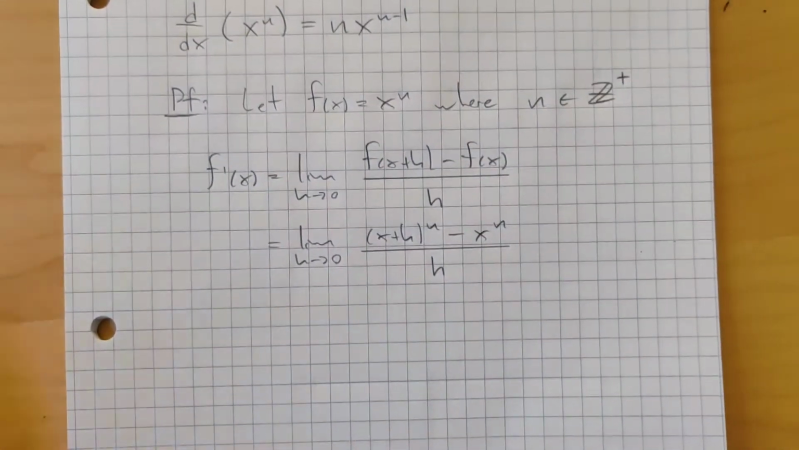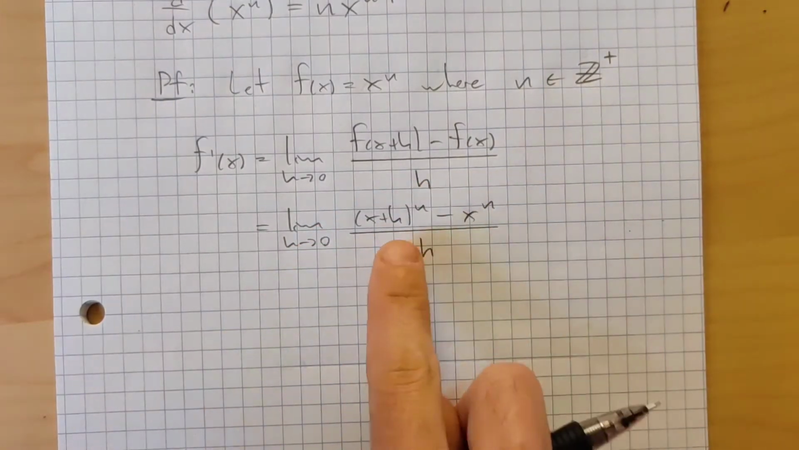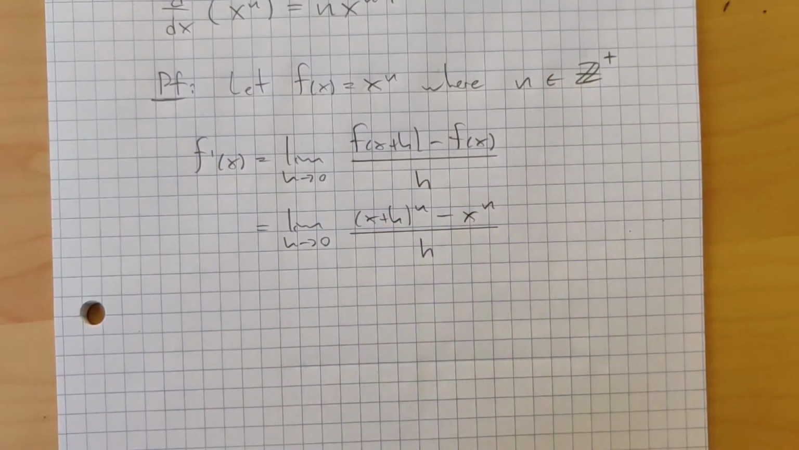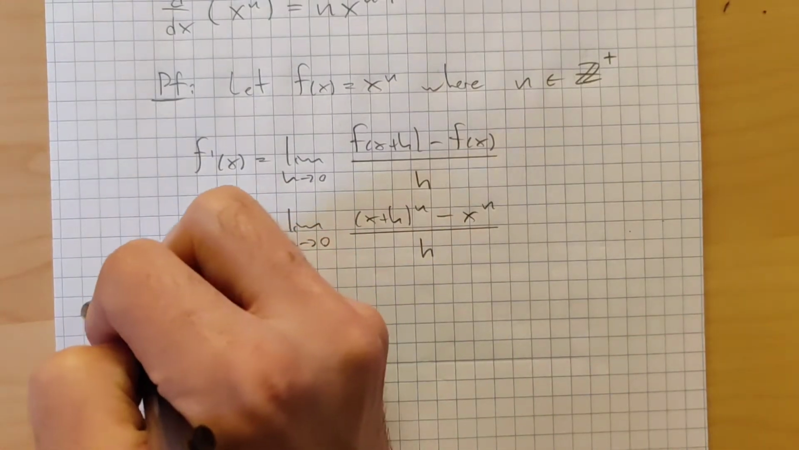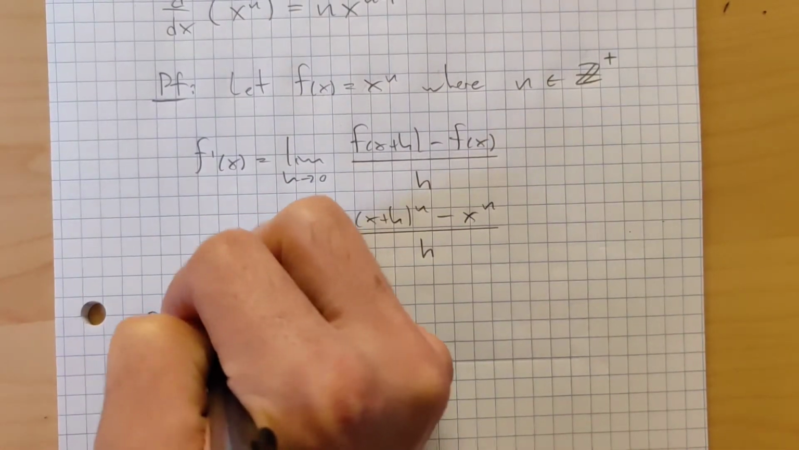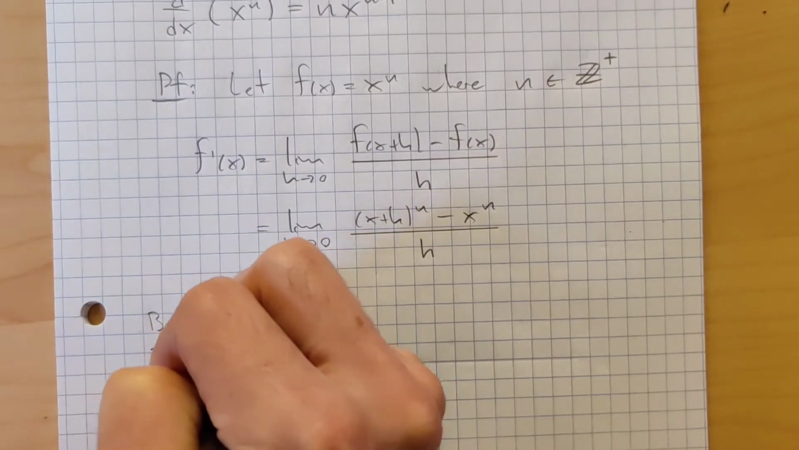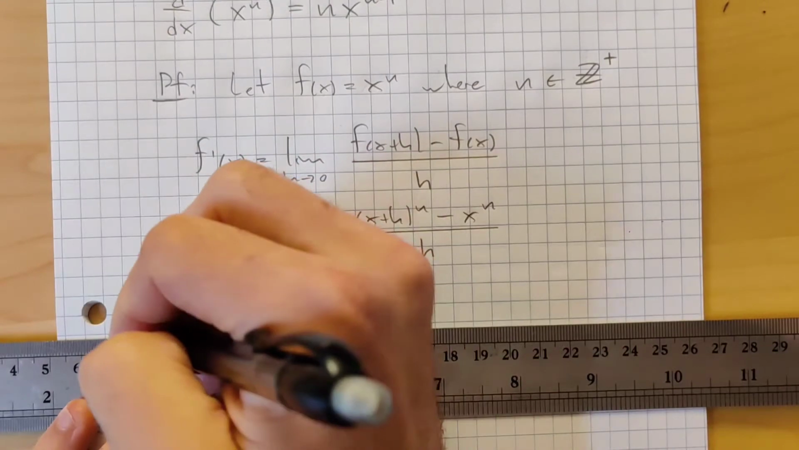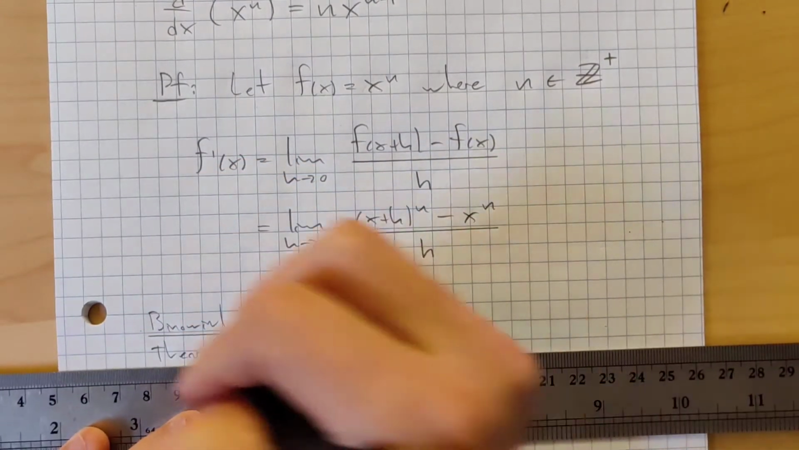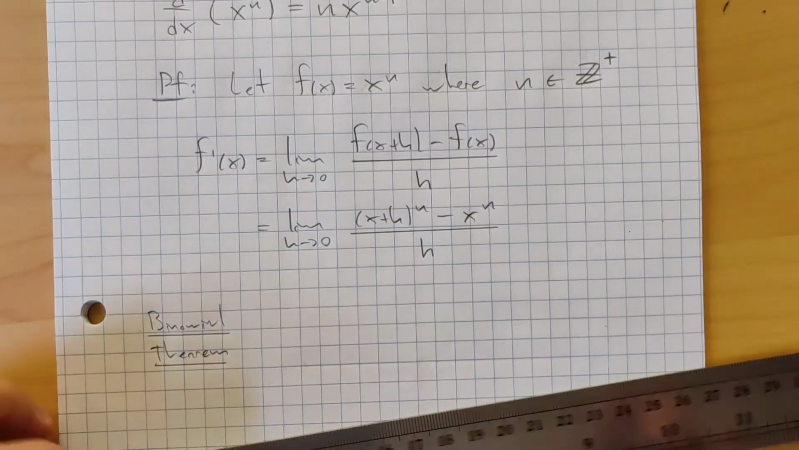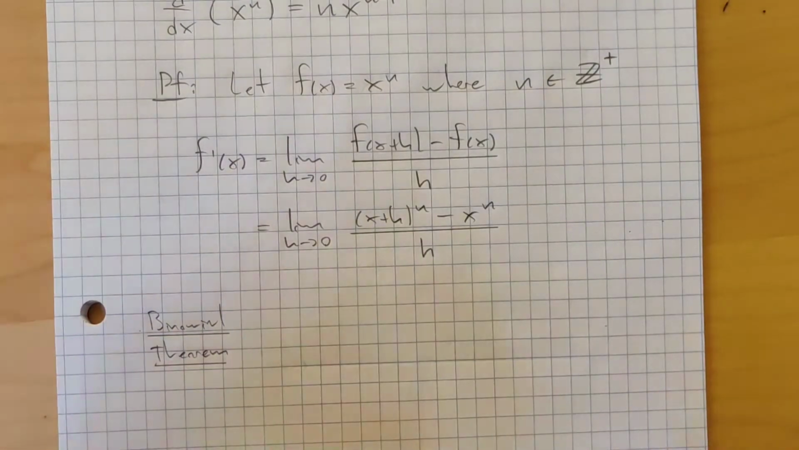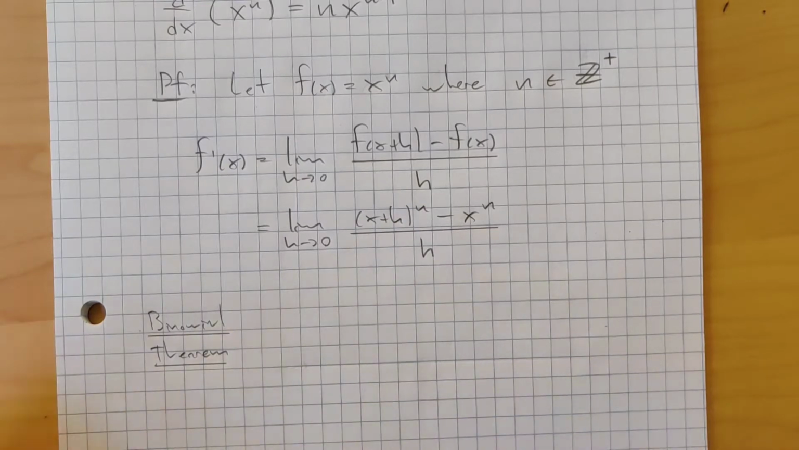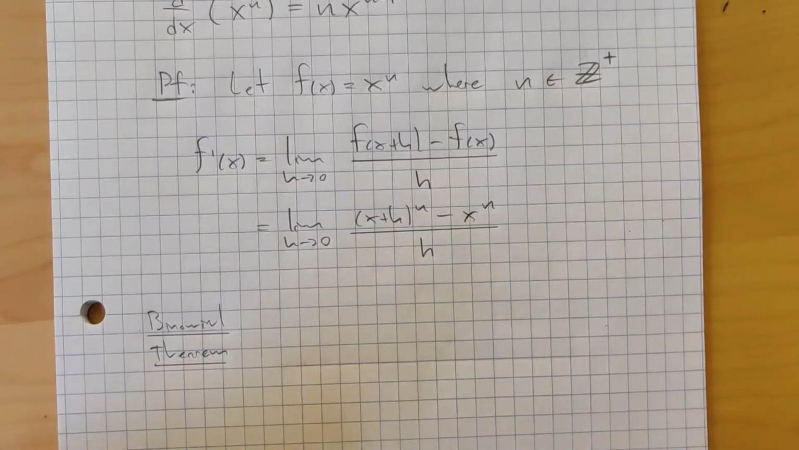Okay, so in order to continue from here, I'm going to need to expand this out. And I'm going to use something called the binomial theorem. So the binomial theorem tells you how to expand out a binomial. The binomial being something plus something else, all to some power. So power of a binomial, I guess. A binomial is just something with two terms. So in this case, the two terms are x and h. And the binomial theorem tells you how to expand out a power of a binomial.